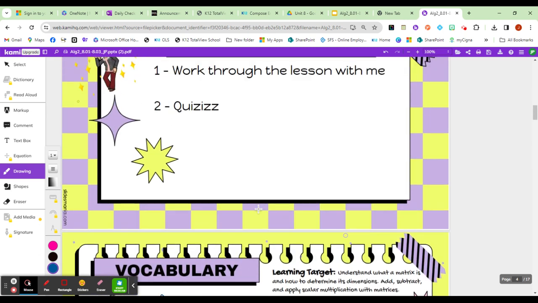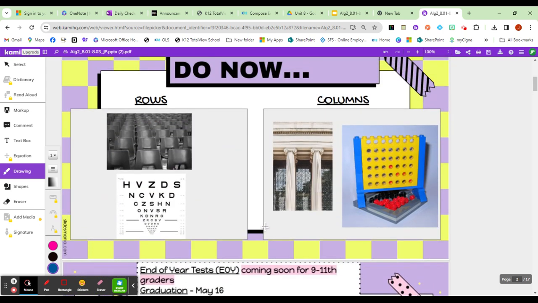I think I actually skipped this slide, which I thought was a good image. Let me go back. Here's an everyday example. Sometimes I get mixed up with what's rows and what's columns. Rows go left to right horizontally, like the rows in a classroom or the rows in a movie theater. I also thought about the eye chart. The letters in an eye chart are in rows, left to right. So those are two examples of rows.